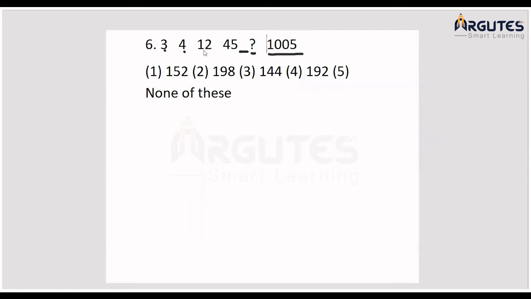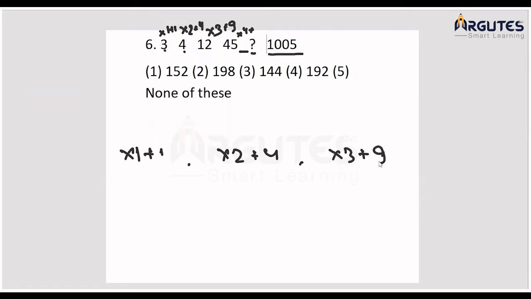But from 12 and 45 we can say that it is nearly 3 times. From 4 and 12, if it is 3 times, then before it will be 2 times and then 1 times. So just write from here: into 1 plus 1, into 2 plus 4, into 3 plus 9, into 4 plus... now the rule is confirmed: into 1 plus 1, then into 2 plus 4, then into 3 plus 9. So what will be the next number? The next number will be into 4 plus how much?